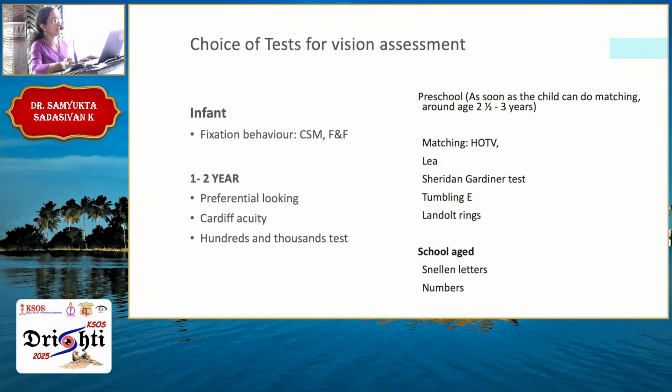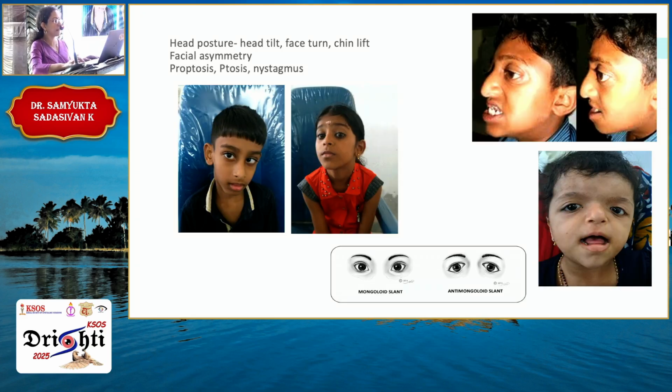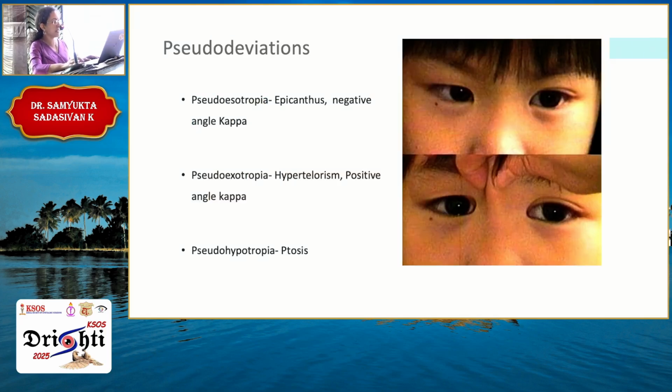These are the different tests we have at our disposal for age-appropriate methods of visual acuity assessment. Observe the head posture, look for any head tilt, face turn, chin lift or depression, facial asymmetry, proptosis, ptosis, nystagmus, mongoloid or anti-mongoloid slant. Rule out pseudo deviations, pseudo ESO you get in epicanthus or in negative angle kappa, pseudo EXO in hypertelorism, and also look for pseudo hypotropia which you may get in ptosis.